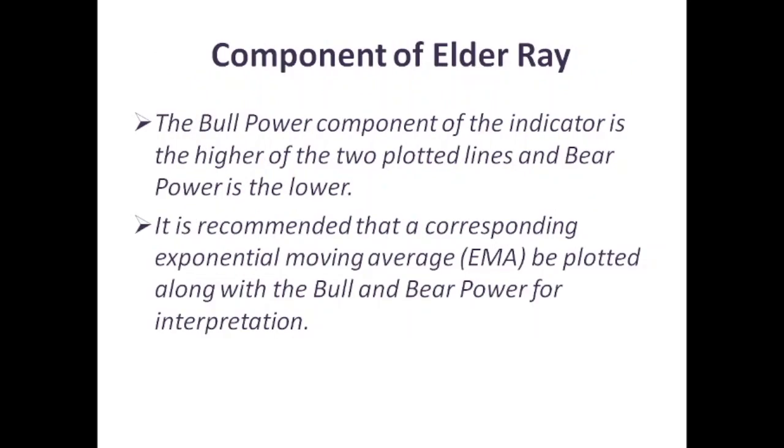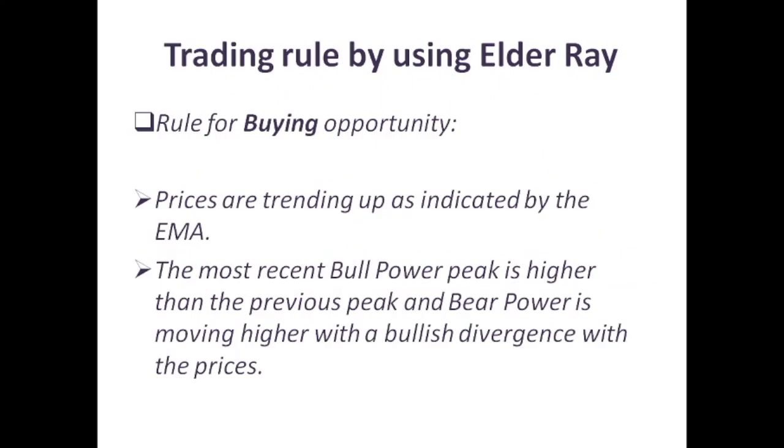Components of this indicator. In the Elder Ray indicator, we have two components: one is the bull power and the other is the bear power, plotted as two lines. And next, to get better results, it is recommended that a corresponding exponential moving average be plotted along with the bull power and bear power for better interpretation. Now I am going to discuss the trading rules using this Elder Ray indicator. First I will discuss the buying opportunity, and next I will discuss the selling rule. Now I am going to a chart.